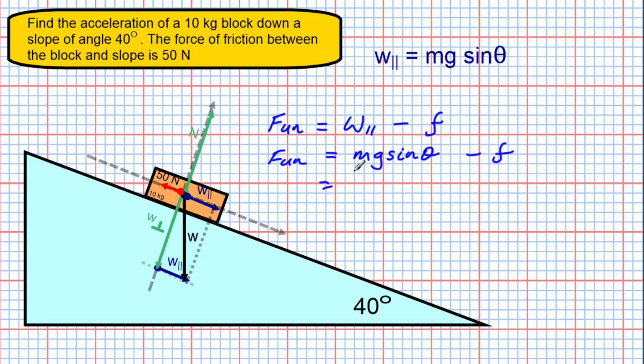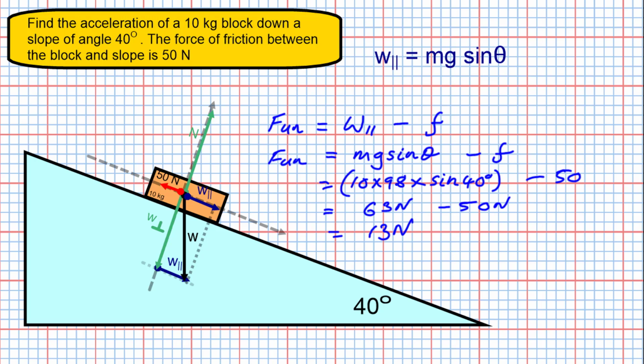Okay, let's put in the numbers. The mass of the block is 10 kilograms, the gravitational field strength is 9.8, and we're looking for sine of 40 degrees, the sine of the angle of the slope. Take away the force of friction, which is 50 newtons. And we're taking away the force of friction because it's acting in the opposite direction from the parallel component acting downwards. Okay, let's work out the numbers then. 10 times 9.8 times sine 40 is going to give us 63 newtons to two significant figures, and we're going to take away the 50 newtons of the frictional force, and we're left with 13 newtons.